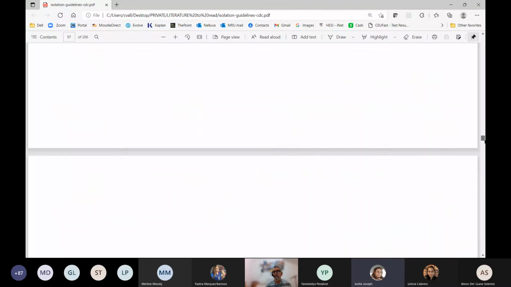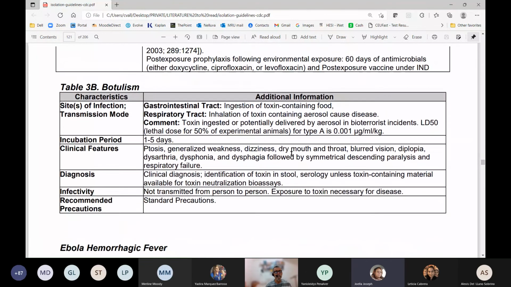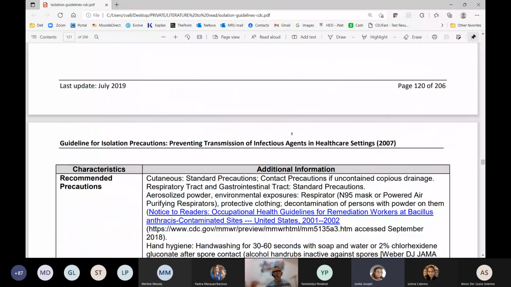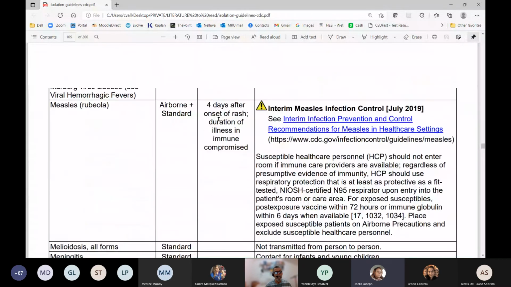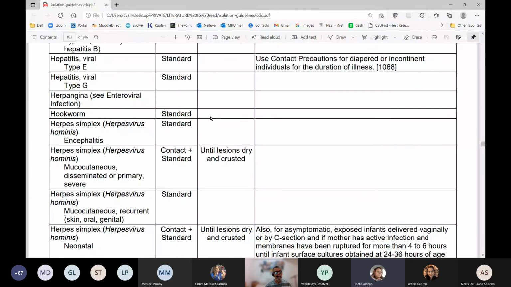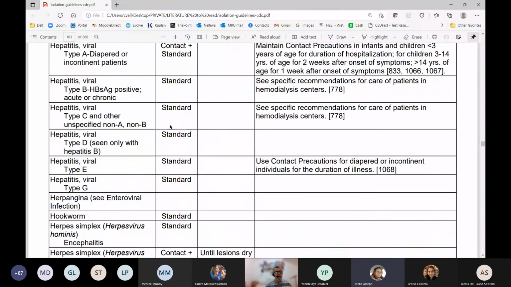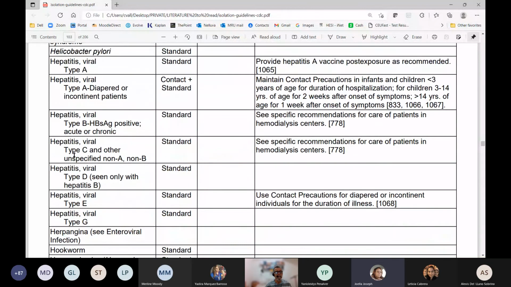And let's see hepatitis. Hepatitis, which is it? The C. Hepatitis C. Standard. Okay. They have some recommendation for hemodialysis centers for the reason that we commented, but it's standard. So they can be together, Profe?